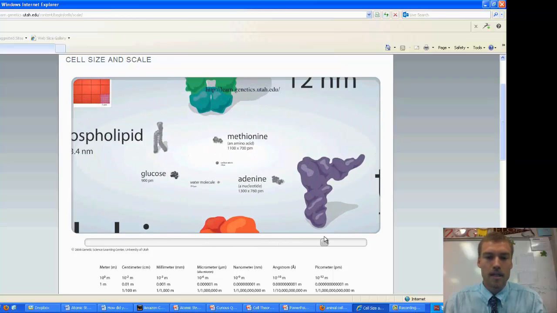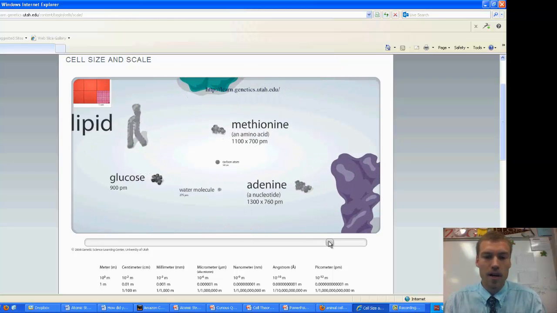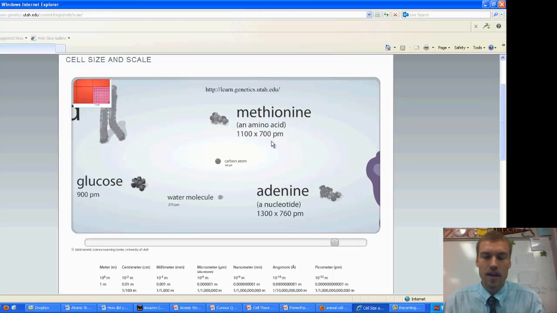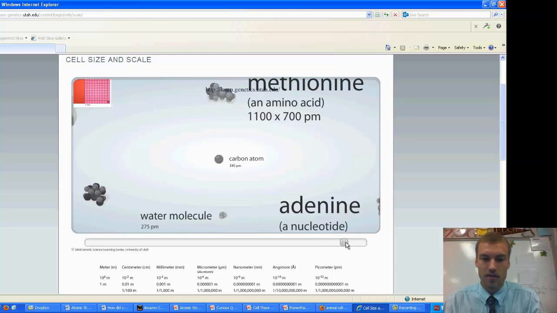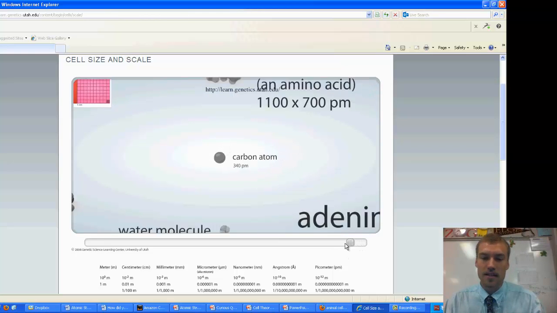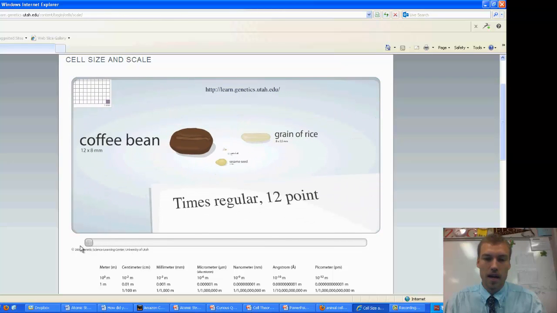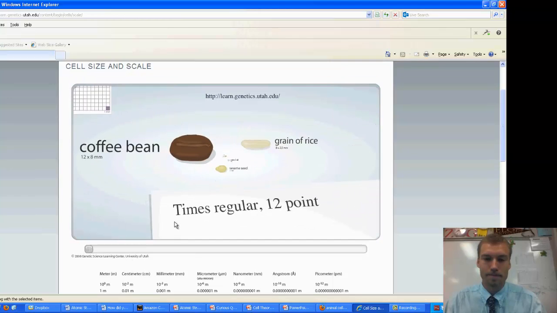All right. And phospholipids. Phospholipids are what are found in the cell membrane. There's a glucose molecule, adenine, which is a nucleotide, methionine, which is an amino acid. You see all these things are very, very small. And we're getting down finally to a carbon atom, which is 340 picometers. So we can see and zoom back out how small cells are compared to the world around us.